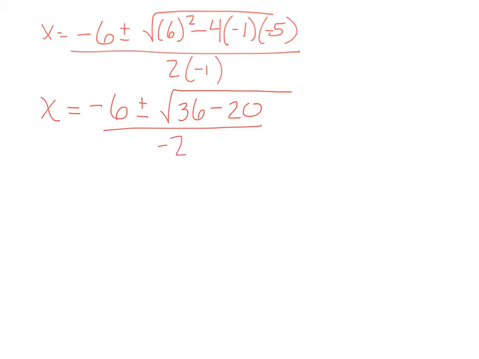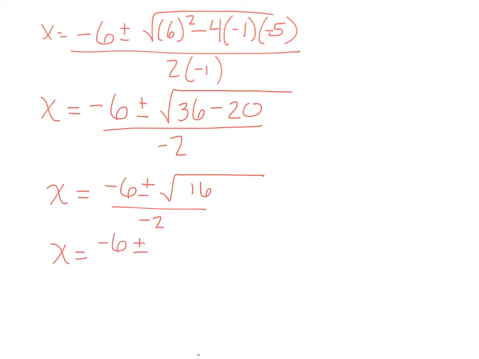Continuing on, simplify. x equals negative 6 plus or minus the square root of 36 minus 20, which is 16, all over negative 2. Negative 6 plus or minus the square root of 16, which is 4, over negative 2.